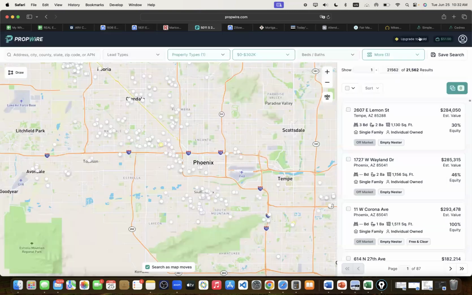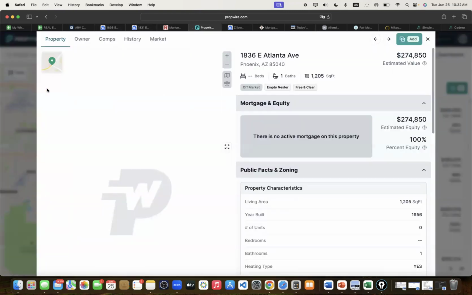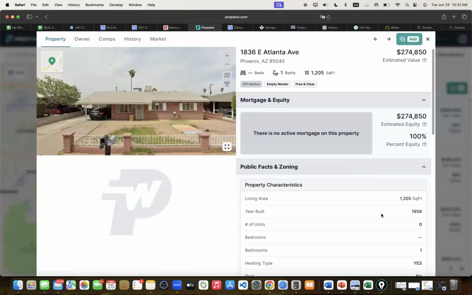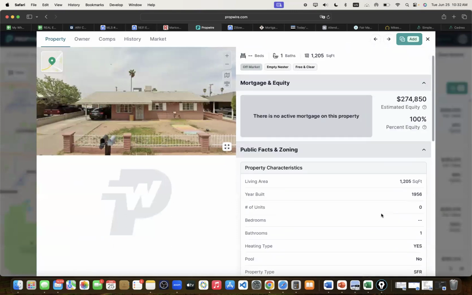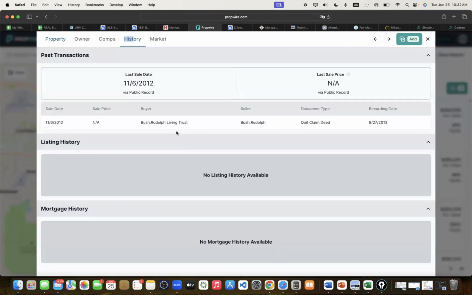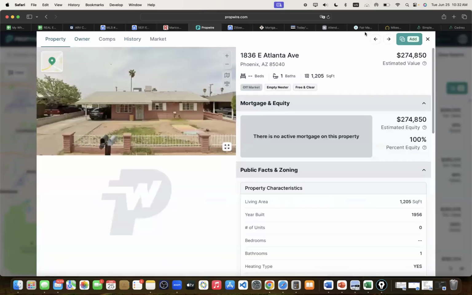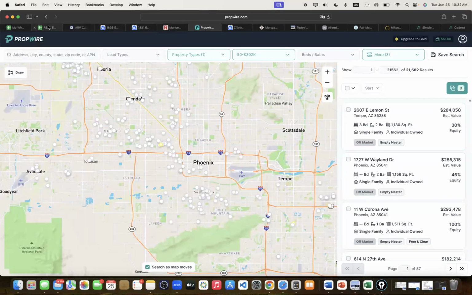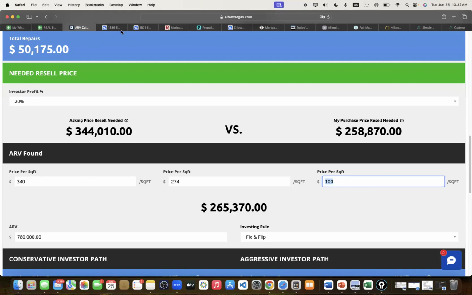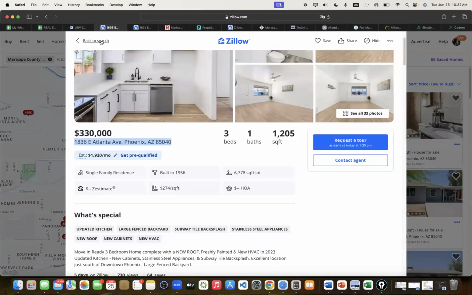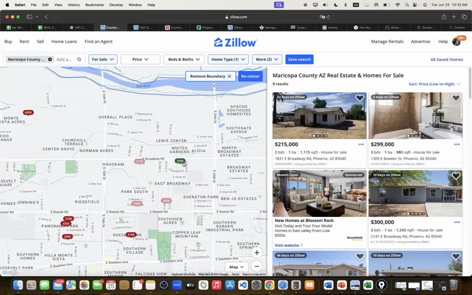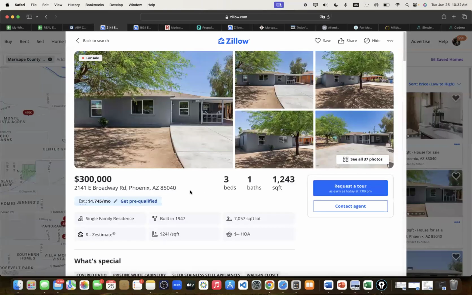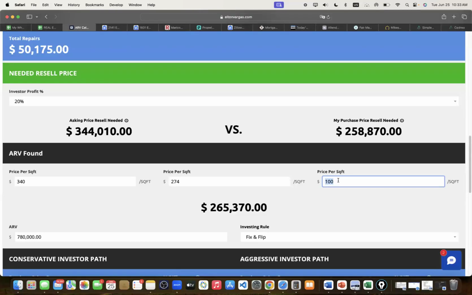This one is tripping me out for whatever reason, it has such a small equity. 100% equity. There's no mortgage on this one. History. Oh, it doesn't even show that it sold not too long ago. That is weird. It's not even fully updated. So that's 274, and then the other one is 330 or 341. Man, so we have a mix over here.